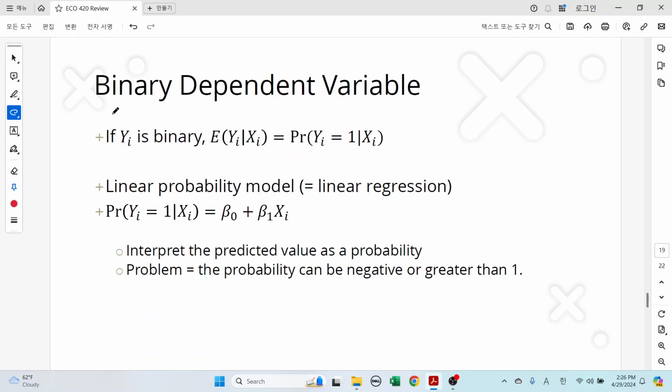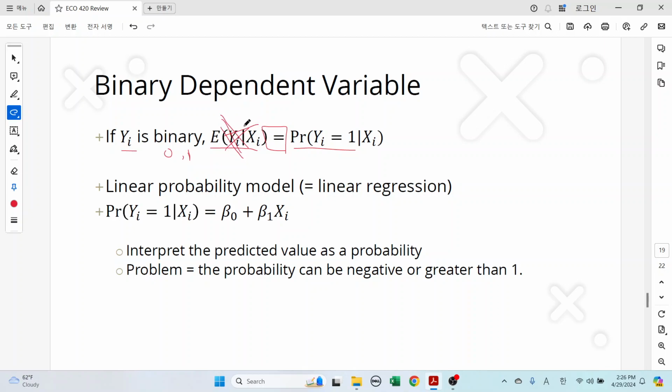Okay, the next chapter, binary dependent variable. When y is binary, binary means of course 0 or 1, right? If a variable outcome is binary, yes or no, then first it is pretty easy to show that expectation of y equals probability of 1. I give this equality because this interpretation is unnatural in many cases.